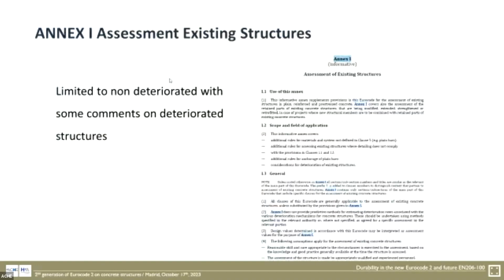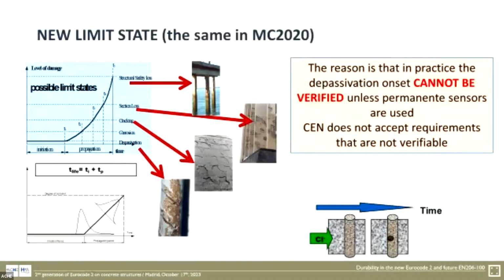And well, also I was a member of the working group 3 dealing with assessment of existing structures. You will find a complete paper by members of INTEMAC in the Hormigón y Acero issue, but only to say that it is mainly limited to non-deteriorated structures, and there are only few comments on deteriorated structures. I think that this is a gap that the future Eurocode has to improve, because we have more and more deteriorated structures.